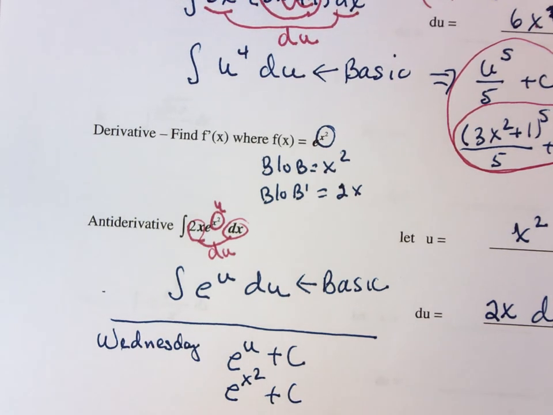Does it matter if the du goes before the e to the u? No, yes it does, because it goes always at the end. If you try to put that into Wolfram Alpha, it would basically assume you're multiplying the integral by that quantity. Du is always at the end.